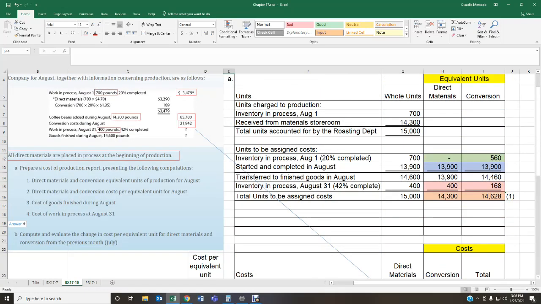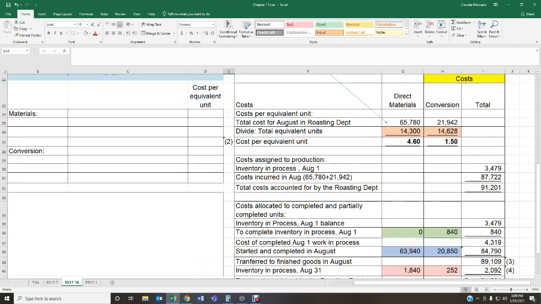Now requirement B is asking us to compute and evaluate the changes in cost per equivalent unit for direct materials and conversion from the previous month, July. Okay. So I've set up a little table down here. So we have our materials and then we have our conversion cost. So we have to compare August to July to figure out, are our costs in line? Are they greater or are they less? Because management needs to figure this out so they can make adjustments.